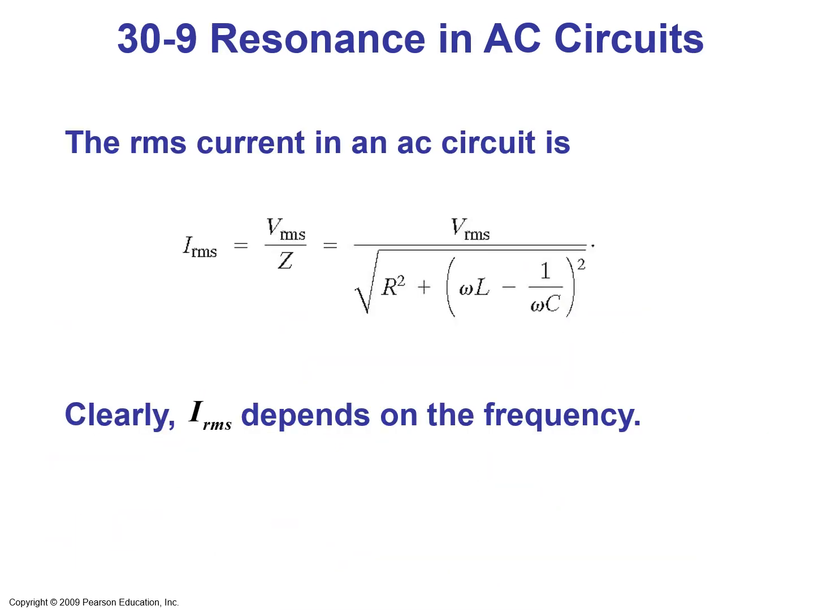Section 9. Resonance in AC circuits. The RMS current in an AC circuit is given by Vrms divided by impedance Z, and is equal to Vrms divided by the square root of R squared plus (omega L minus 1 over omega C) squared. Clearly, IRMS depends on the frequency.